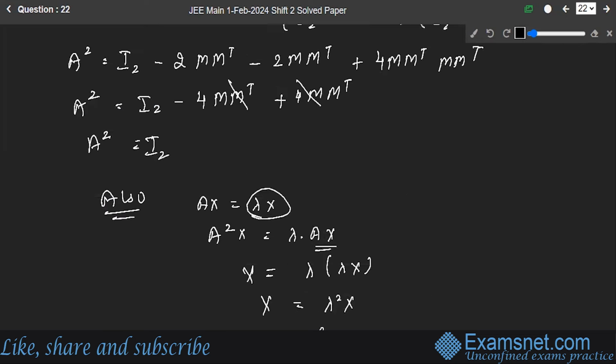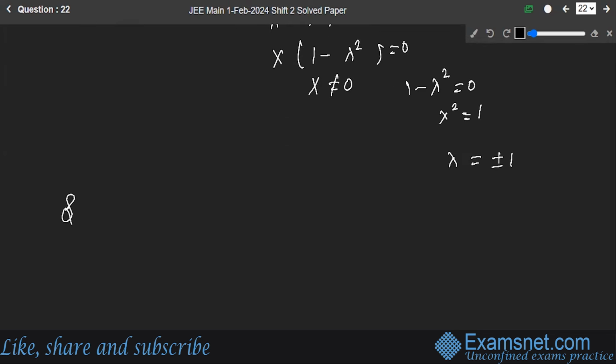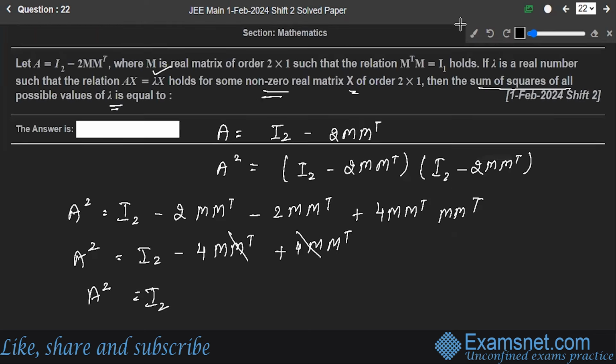All right. So now what you have to find out in the question? Sum of squares of all possible values of lambda. That will be given by plus 1 square plus minus 1 square, which will be equal to 2. So this is the answer to the question.